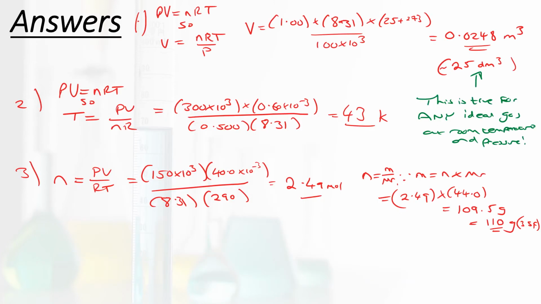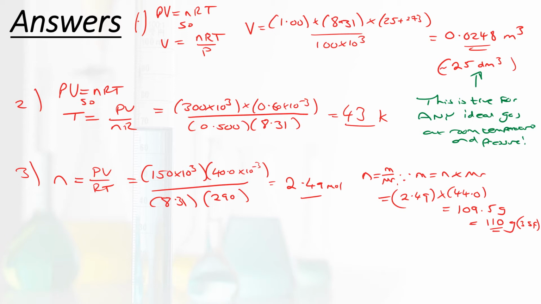So the first question asked us to calculate the volume occupied by 1 mole of a gas at 25 degrees Celsius and 100 kilopascals. So we have our ideal gas equation, PV is equal to nRT. In this case, we need to rearrange this equation to find the volume. So in order to do that, we're going to divide both sides of the equation by the pressure, such that our volume is equal to nRT divided by P.